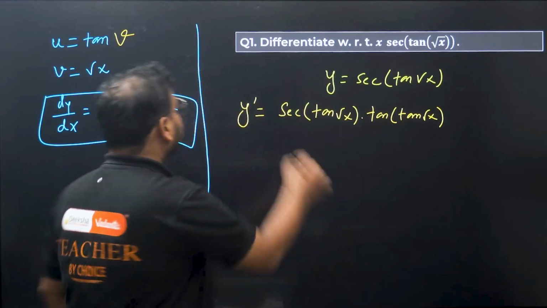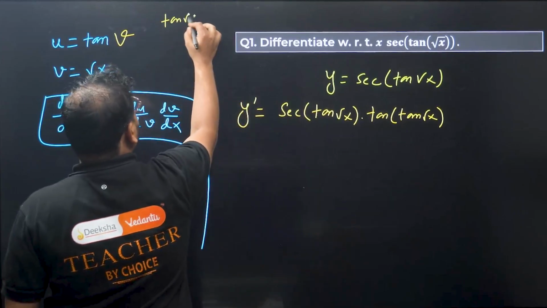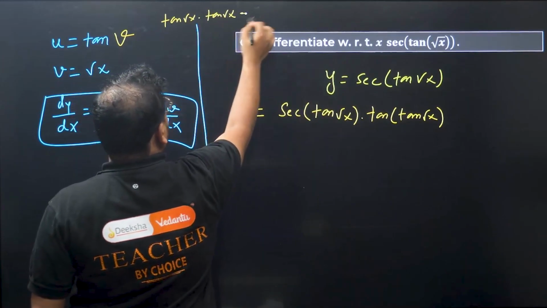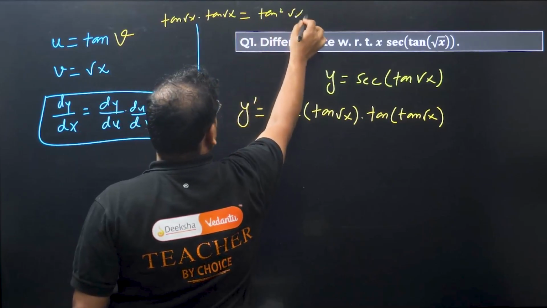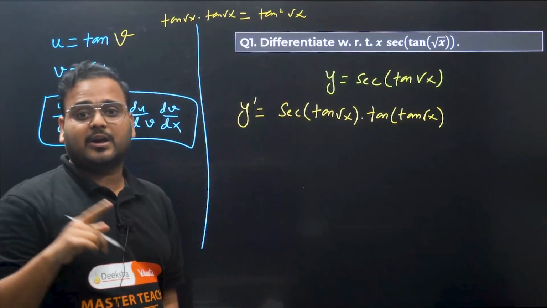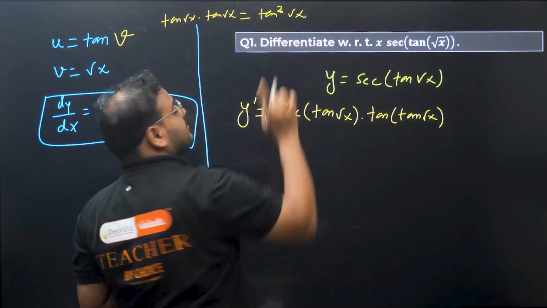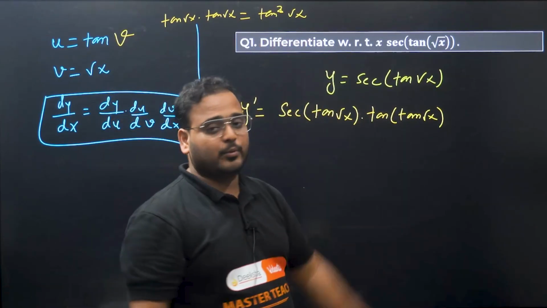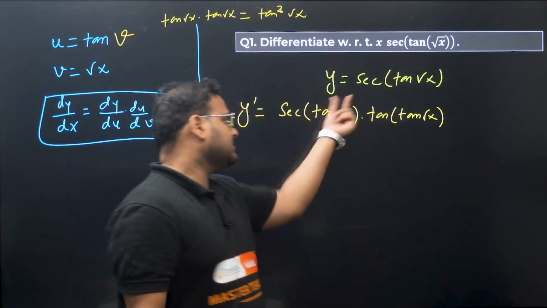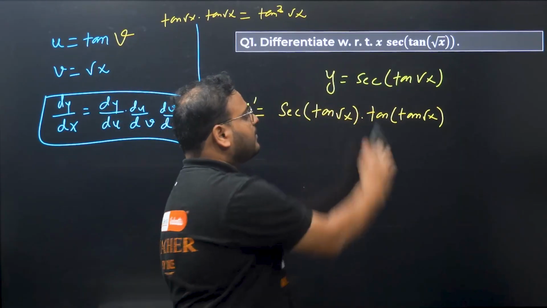There's a difference, okay? Tan root x into tan root x is tan square of root x. Again, it will not become tan square of x actually. There's a difference, okay? I hope you get it. What if we have tan of tan root x? This whole thing is the derivative of sec.